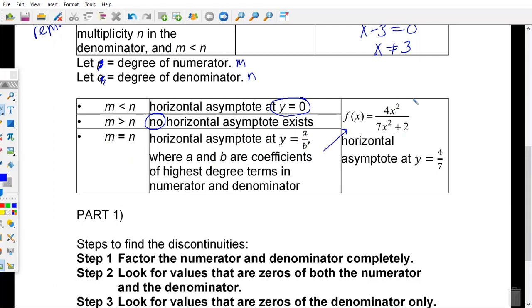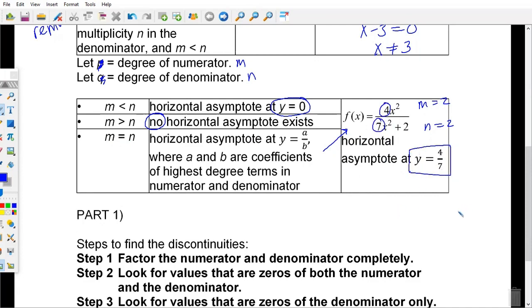So notice here, what's the degree of my numerator? 2. What's the degree of my denominator? 2. Remember, your degree is your highest power. And notice that M and N are the same. So all that's telling you is to take your leading coefficients and divide them. What is the leading coefficient here? 4. And here? 7. So your horizontal asymptote is at y equals 4/7.